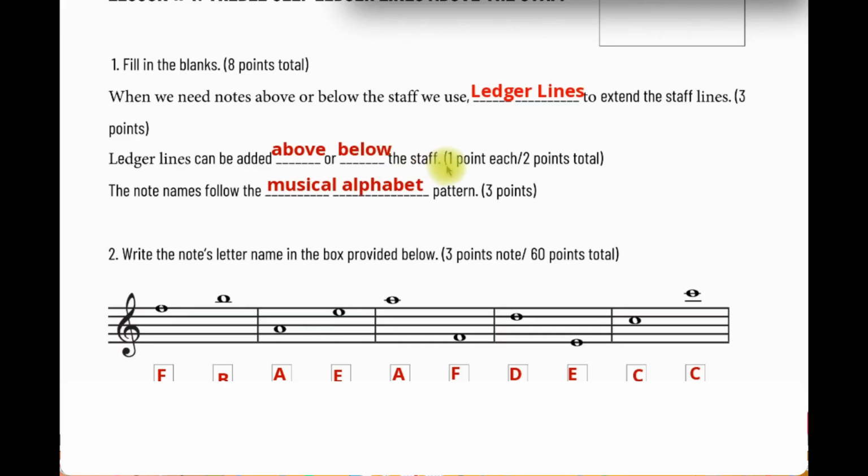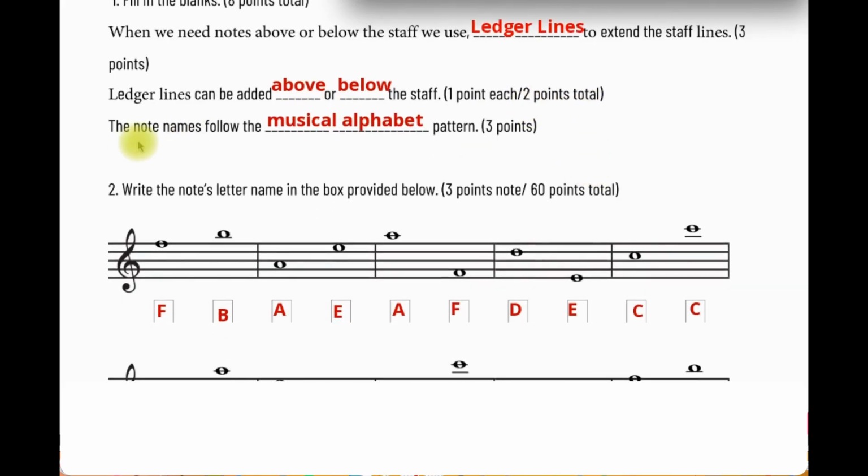So this is worth 1 point each. If you got above or below, give yourself 2 points. Good job. The note names follow the musical alphabet pattern. Give yourself 3 points.